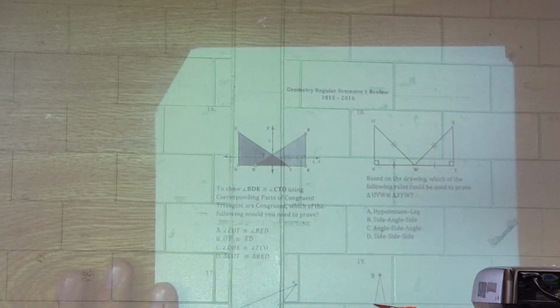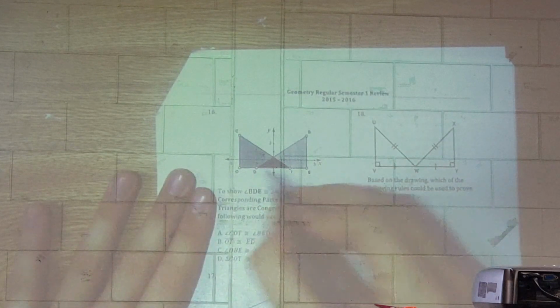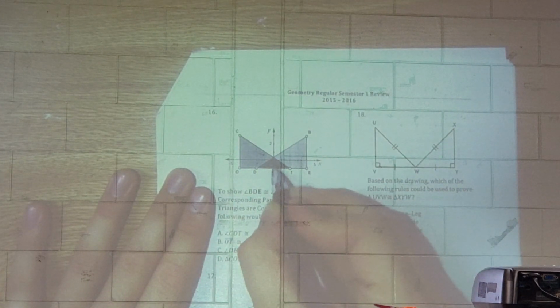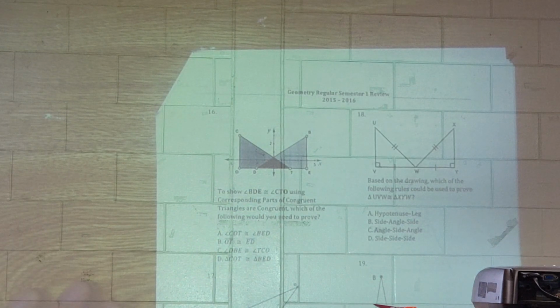All right, number 16. To show that BDE is congruent to CTO. That's this big triangle here and this big triangle here that are overlapping to make this little guy in the middle, which might be a little confusing. Using corresponding parts of congruent triangles are congruent, which of the following would you need to prove? COT, hold on one sec. To show that they are congruent using corresponding parts of congruent triangles are congruent, what would you need to prove?